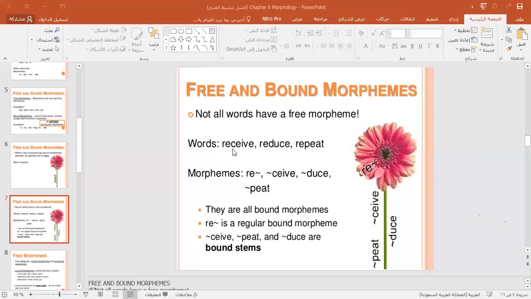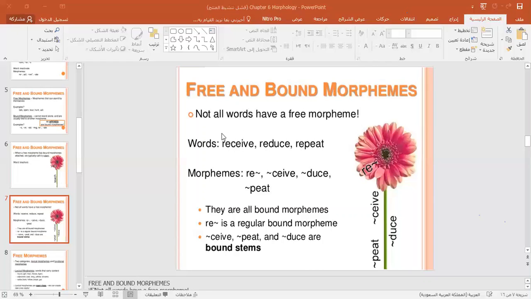No. So if you go back to the definition, a free morpheme is a morpheme that can stand by itself. It means it can stand as a word by itself. It can be used as a word by itself. So this is a free morpheme. But here sieve is not a free morpheme since it cannot stand by itself as a word.